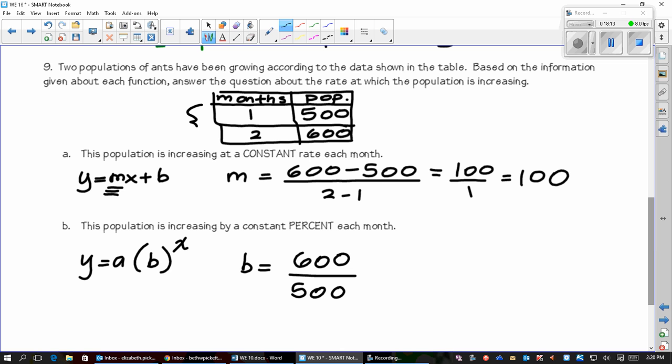The good thing is they only went up by 1, so we don't even really have to worry about the time unit. We can just do 600 divided by 500. So what does that give us? Go to your calculator and do 600 divided by 500. That gives us 1.2. What does that tell us about the percent? Well, let's think about this. If I wanted to convert this to a percent, our rule is move the decimal 2 places and add the percent sign. So that means it was 120% of the ants from the previous month.